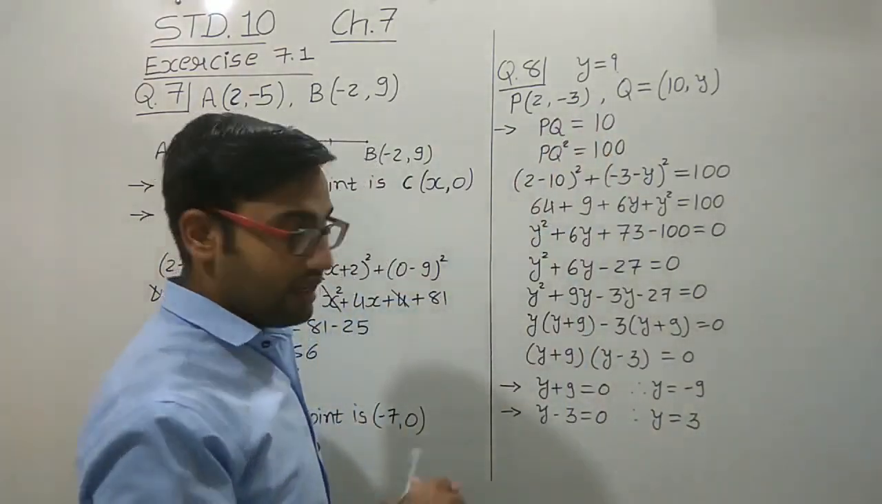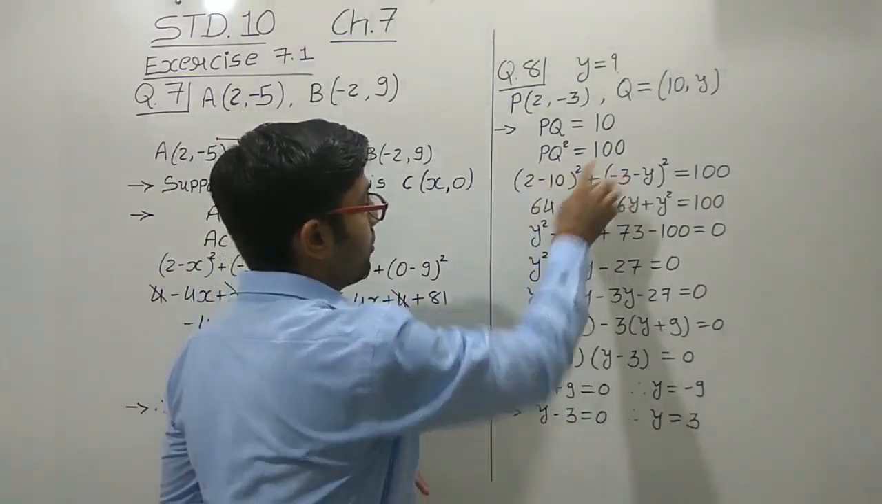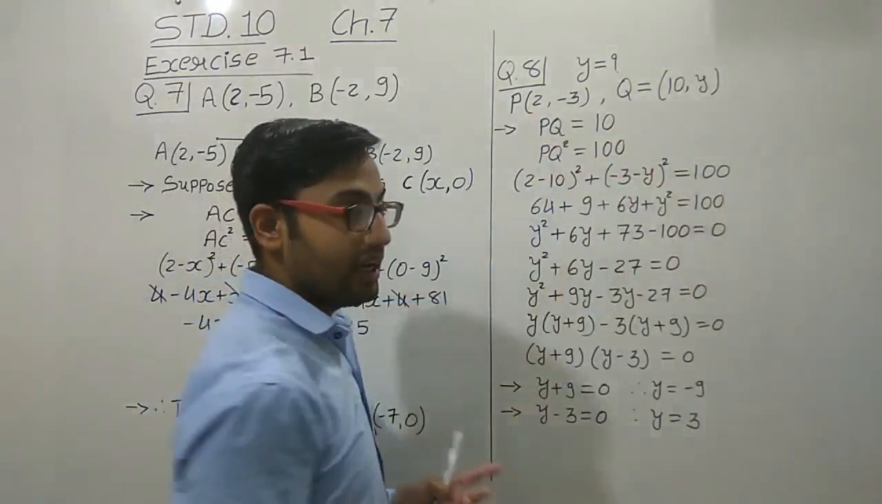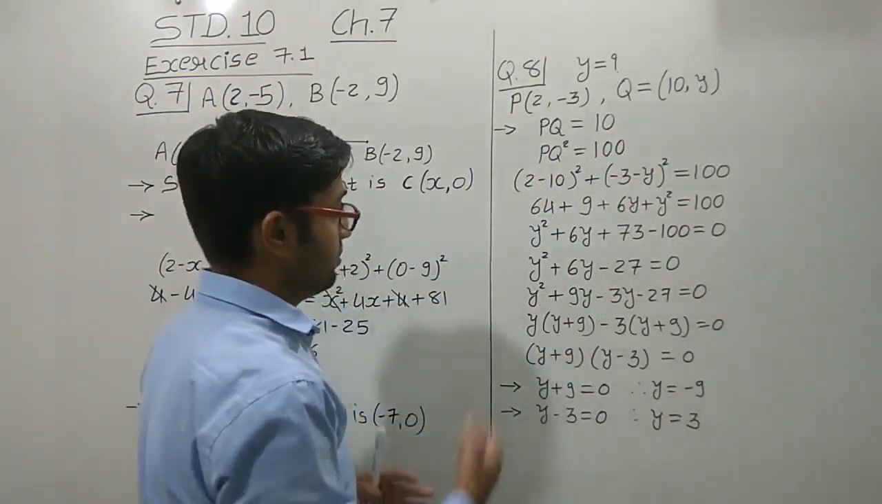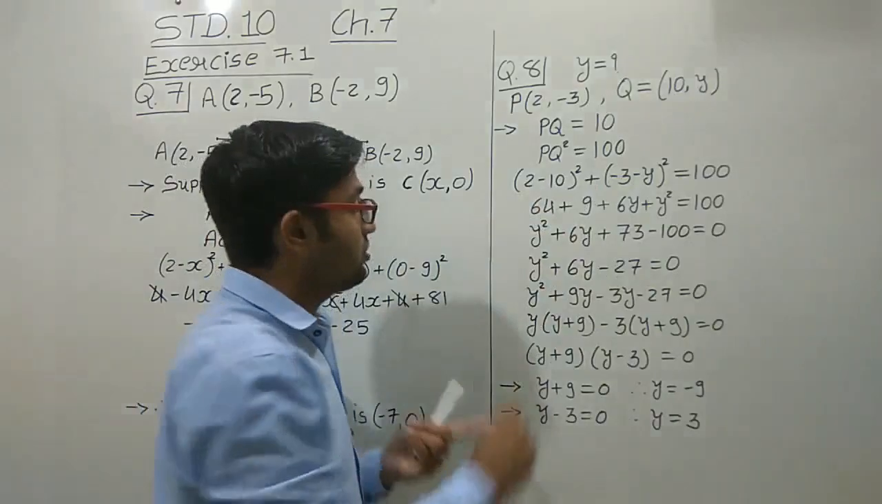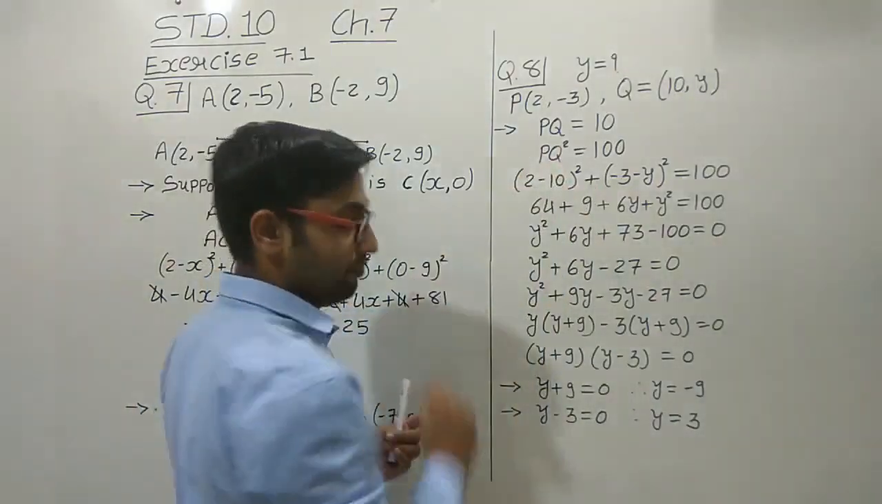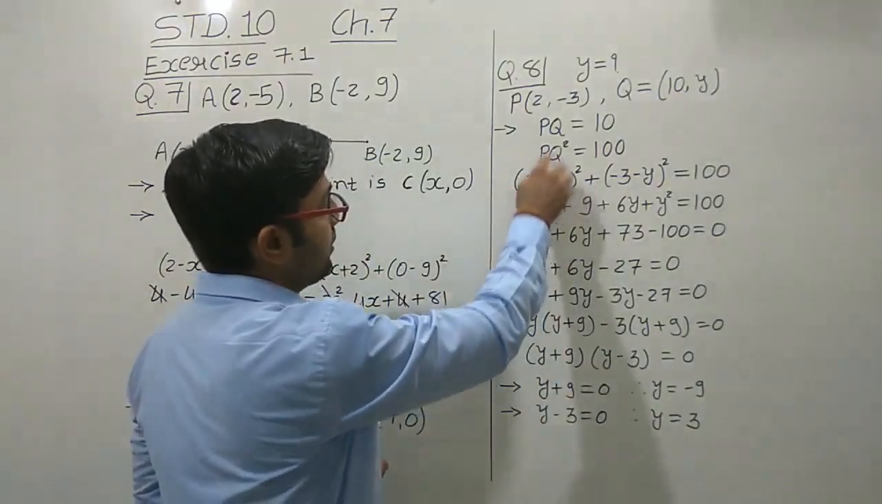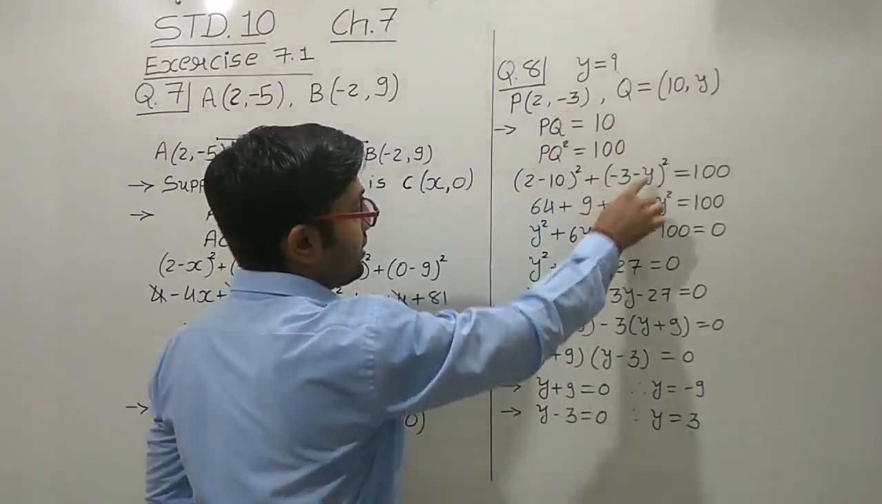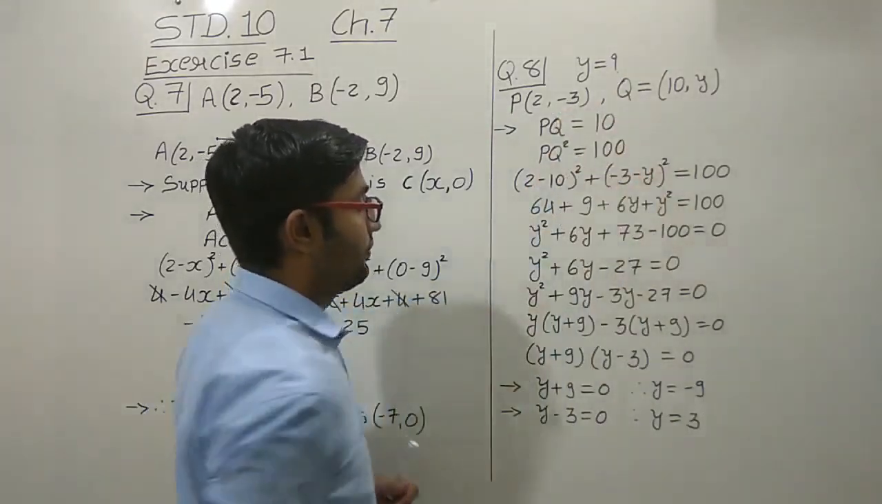Now by squaring both sides, we will get PQ square is equal to 100. Now we have the coordinates (2, -3) and (10, y). Let us apply all these points here. Again, we do not have to apply the square root, because we are using the square. So PQ square is (2 minus 10) whole square plus (-3 minus y) whole square is equal to 100.